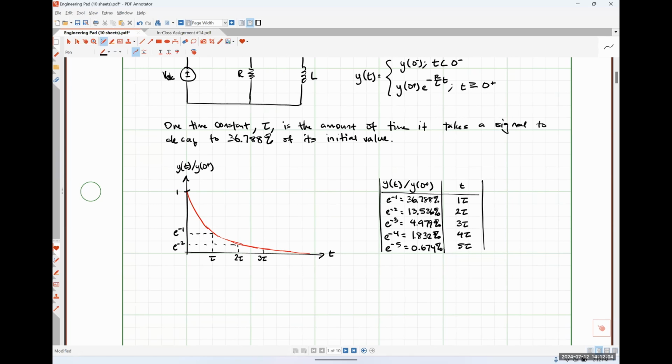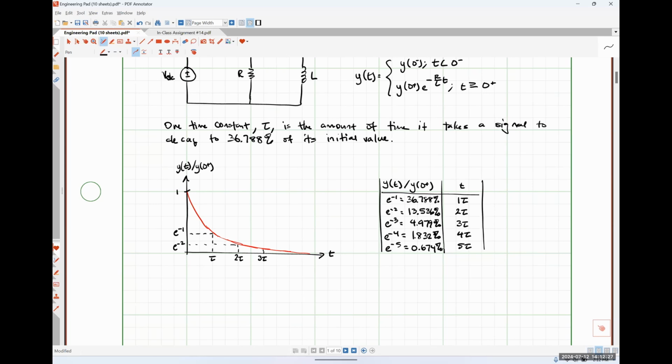In practical terms, 5 time constants is what we consider t equal to infinity. So it's just however long it takes for our signal to decay to less than 1% of its original value. We call that effectively infinity, and that's where we're back at a DC steady state condition again.